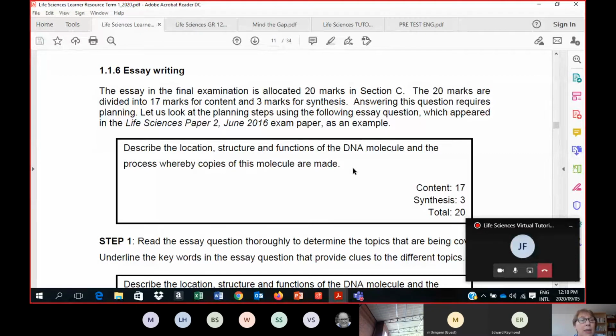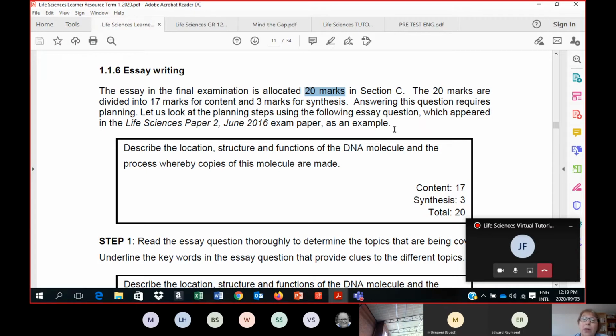And unfortunately, many people lose marks in the essay, which is a pity because the essay, as you can see, is 20 marks. All right? So for the essay question, 17 marks are given for content and 3 marks for synthesis. I will explain what the 3 marks for synthesis is in a minute.